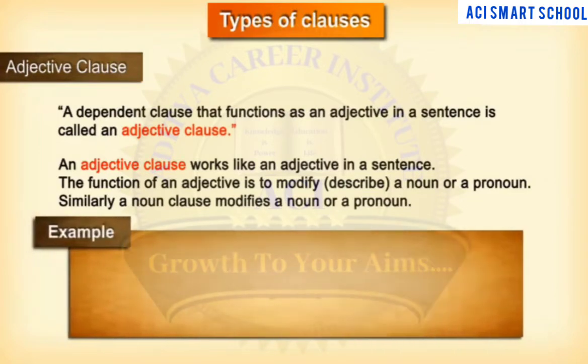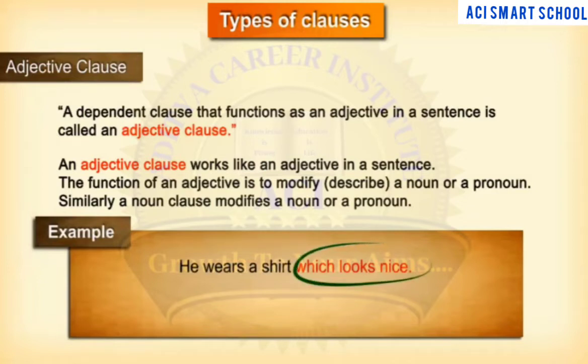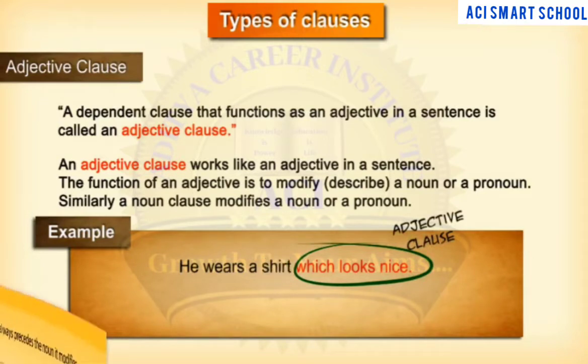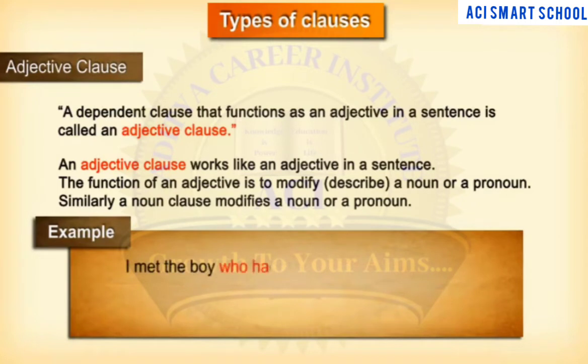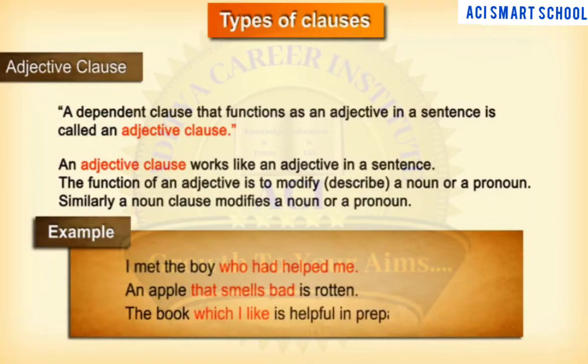For example, he wears a shirt which looks nice. The clause which looks nice in the above sentence is an adjective clause because it modifies the noun shirt in the sentence. It is important to note that an adjective clause always follows the noun it modifies. For example, I met the boy who helped me. An apple that smells bad is rotten. The book which I like is helpful in preparation for the test.